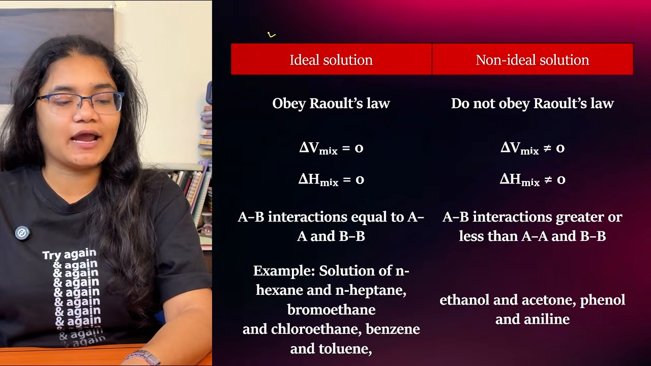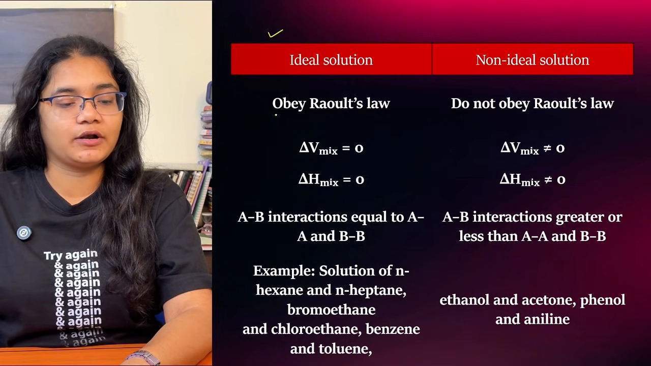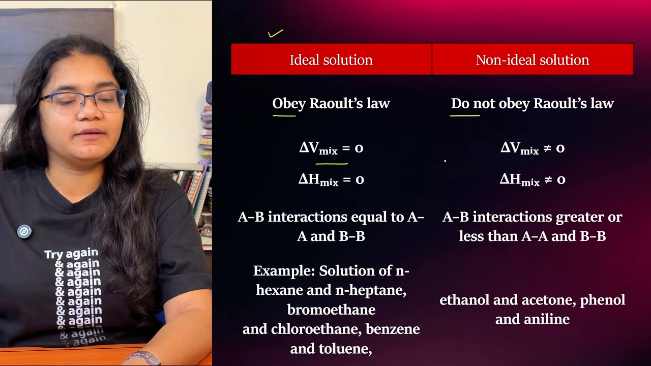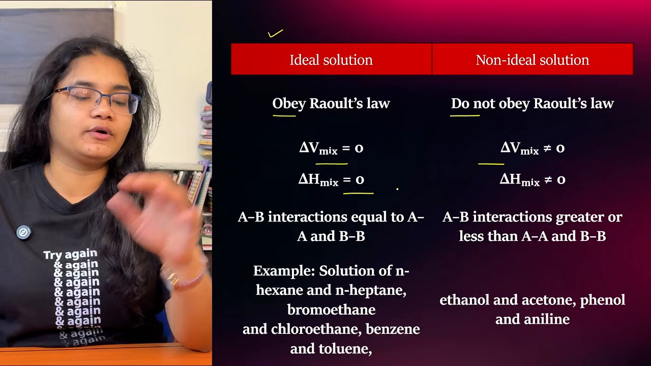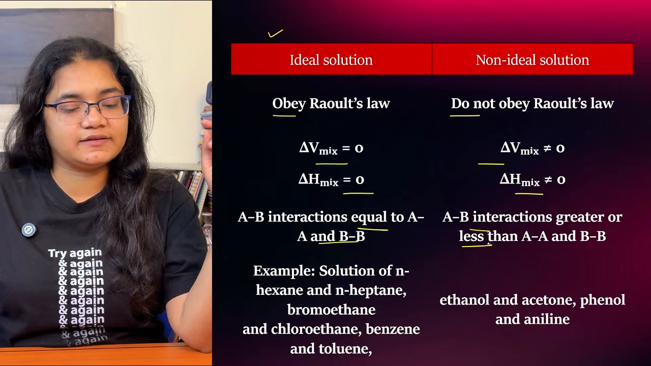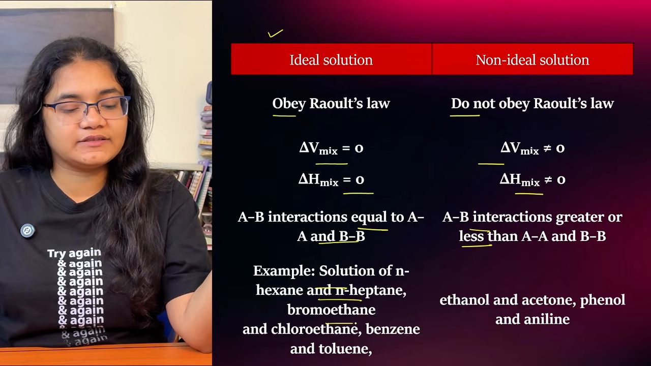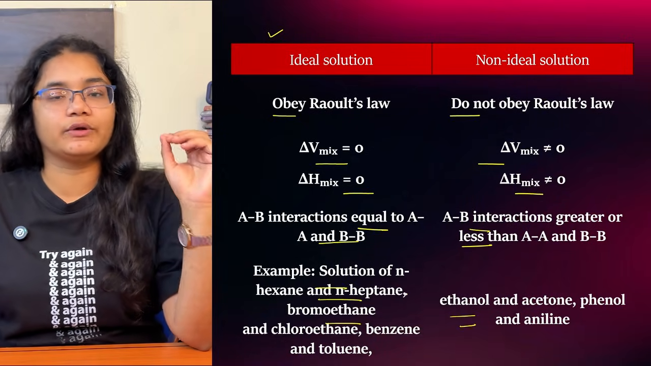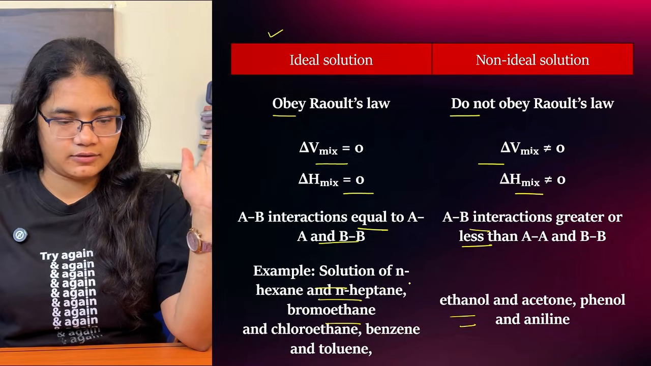Next is the difference between ideal solution and non-ideal solution. Very important. Ideal obeys Raoult's law, non-ideal does not obey. Delta V mix equals 0 for ideal, not equal to 0 for non-ideal. Delta H mix equals 0 for ideal, not equal to 0 for non-ideal. A-B interactions are equal in ideal, not equal in non-ideal. Then examples are important, so you should know at least 2 examples from each category.